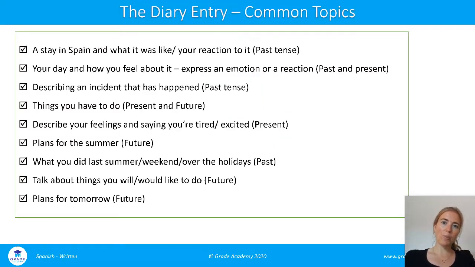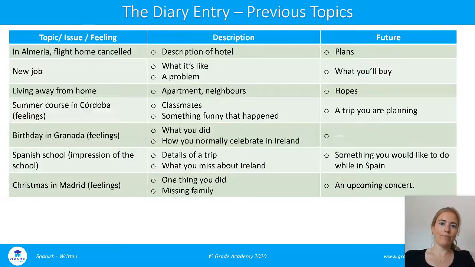Some common topics that have come up in the past in the diary entry question are a stay in Spain and saying what it was like, your reaction to it, your day and how you felt about it, expressing emotions and reactions, describing an incident that has happened, things you have to do, both present and in the future, describing your feelings and saying you're tired or excited, plans for the future, what you did last summer or last weekend or over the holidays, again, all referring to the past, talking about things you will do or would like to do in the future, or you could use the conditional here as well, and plans for tomorrow, which again is the future. So as you can see, there's a variety of tenses needed here.